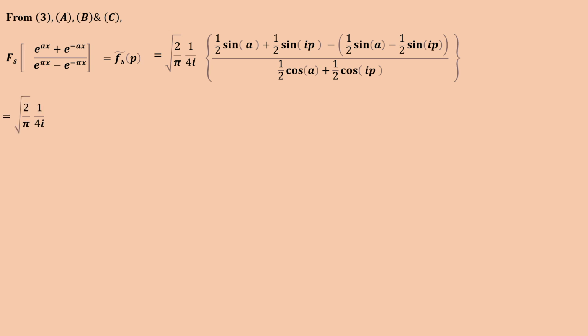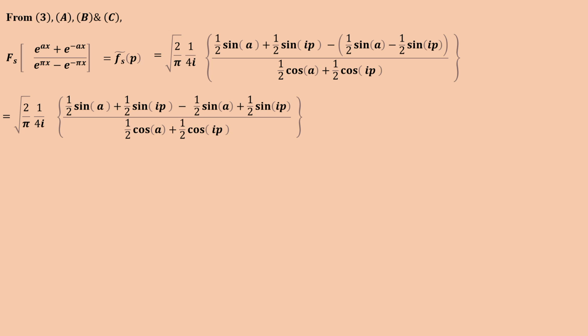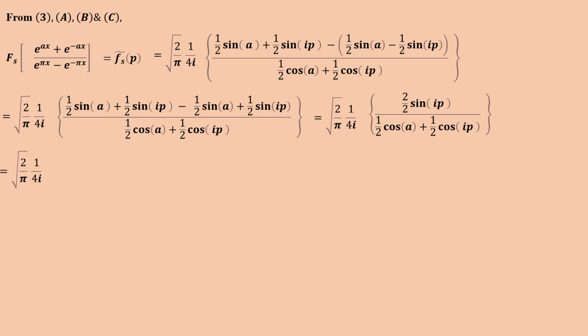That is equal to root 2 divided by pi times 1 by 4i, times [half sin a plus half sin ip, taking that minus inside the bracket, half sin a minus into minus plus half sin ip] by [half cos a plus half cos ip]. In the numerator, half sin a minus half sin a gets cancelled. So 2 times half sin ip, so 2 by 2 sin ip. The denominator is as it is, half cos a plus half cos ip.